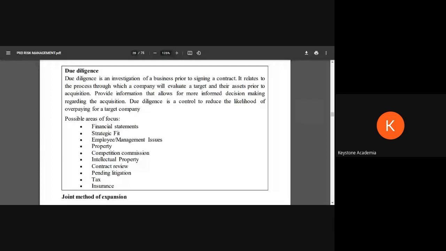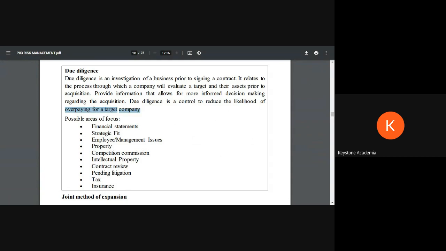It relates to the process through which a company will evaluate a target and their assets prior to acquisition. Provide information that allows for more informed decision making regarding the acquisition. Due diligence is a control to reduce the likelihood of overpaying of a target company. Usually it is for overpaying. Even we can say it is for risk management also.